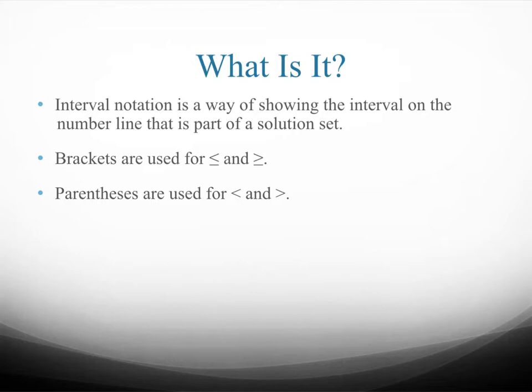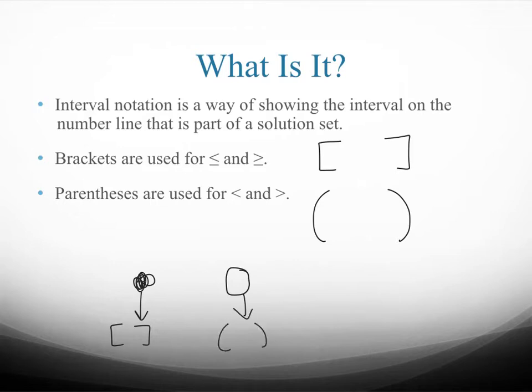So we're going to use brackets if you saw a less than or equal to or a greater than or equal to on the number line. And we're going to use parentheses if there's a less than or a greater than. So think back to when you were in, I would say, middle school, high school. You used a closed circle versus an open circle when you were working on the number line. So we're just taking it up a notch. And we're going to say that the closed circle is the equivalent of brackets, and the open circle is the equivalent of parentheses. So let's take a look at this a little bit further.